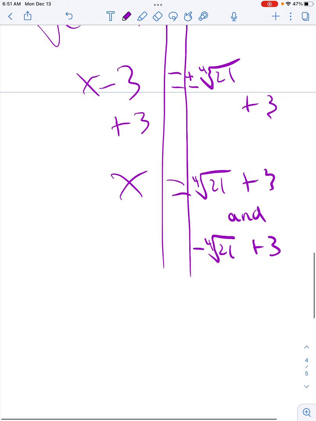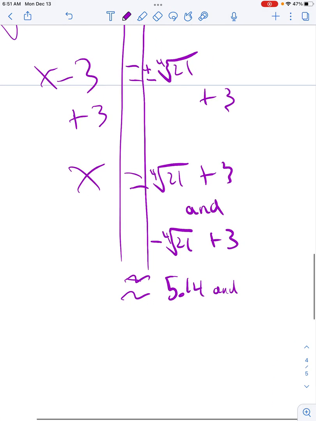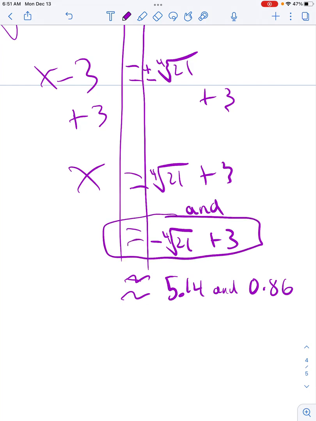So those are my two answers, which if you calculate it out, it's approximately 5.14 and 0.86. So depending on how the question is phrased, it may say keep your answer in radical form, or it may say round to 2 decimal places.